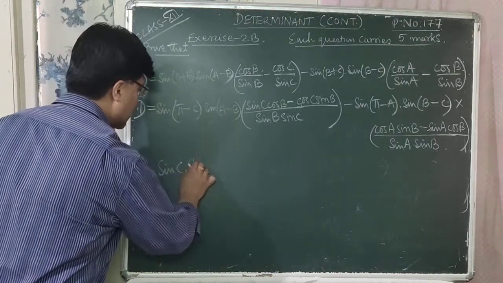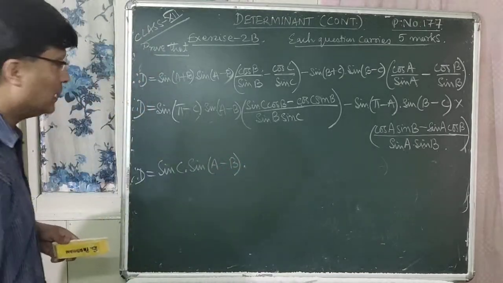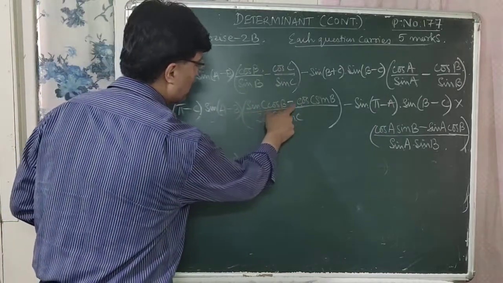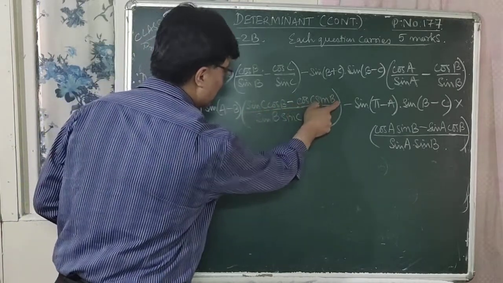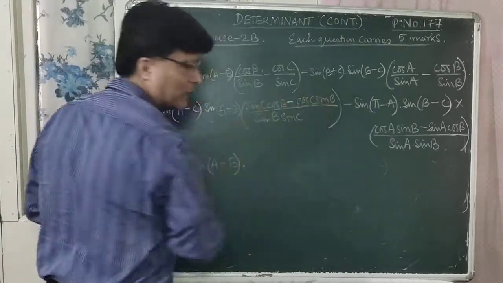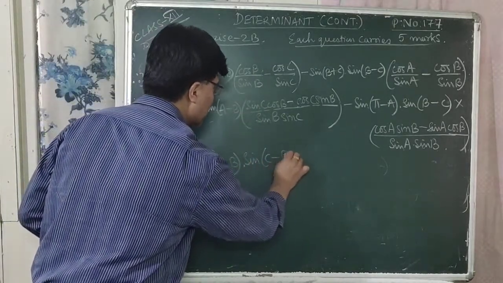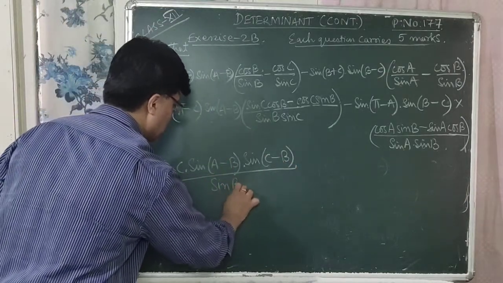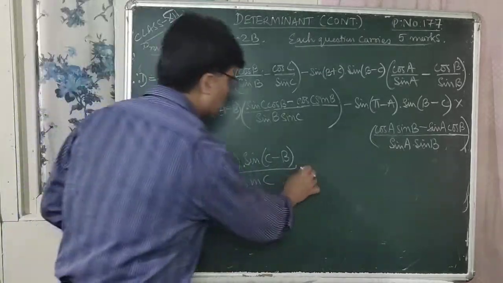Sine C into, this is sine of A minus B into, okay. Now here, what is the formula? Sine A cos B minus cos A sine B, isn't it? Sine A cos B minus cos A sine B. Right? What is the formula? Instead of it, there is C. So it is sine of C minus B. This whole divided by sine B sine C. Is that clear? Next, minus.